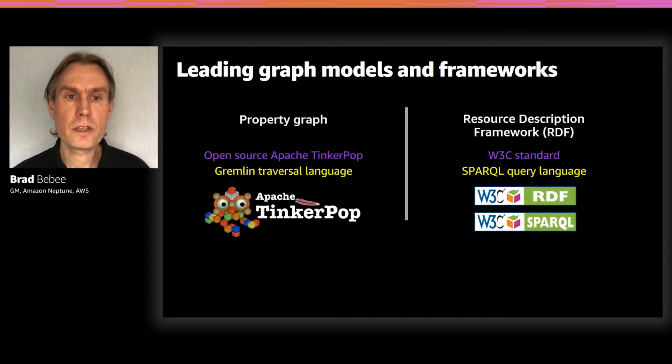In the graph space, there's really two major graph models and frameworks. The first is something that's called property graph, or sometimes labeled property graph. And property graphs consist of nodes and edges, and these nodes and edges can have properties on them. The leading open source framework for property graph is something that's called Apache TinkerPop, and Apache TinkerPop provides an imperative traversal language that's called Gremlin. There's also other vendor implementations of property graphs, but as of today, there are not any standards around property graphs.